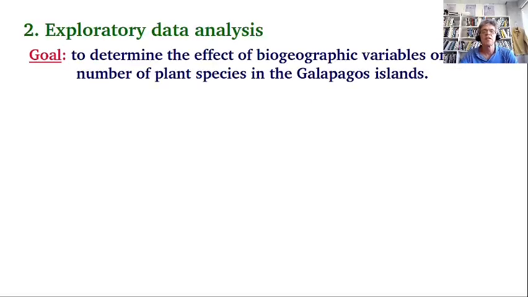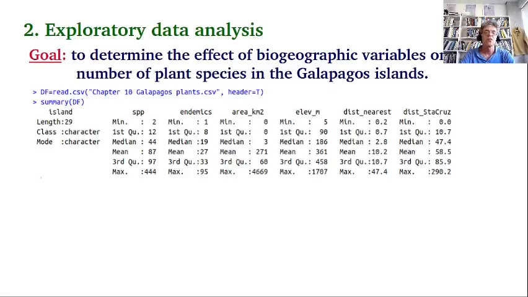So let's go to our data analysis. The goal of the analysis is to determine the effect of a set of biogeographical variables on the number of plant species in the Galapagos Islands. The Galapagos Islands are an archipelago with islands of many sizes, shapes, and ages. So I started by importing the data. There are data for 29 islands. The number of species ranges from 2 to 444, which is a very large number.